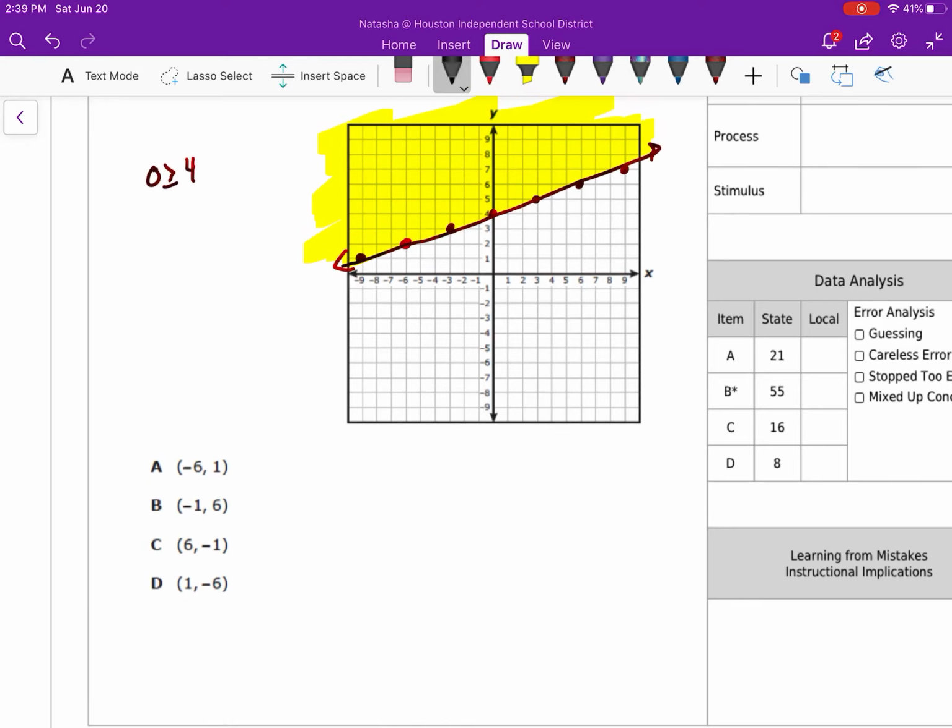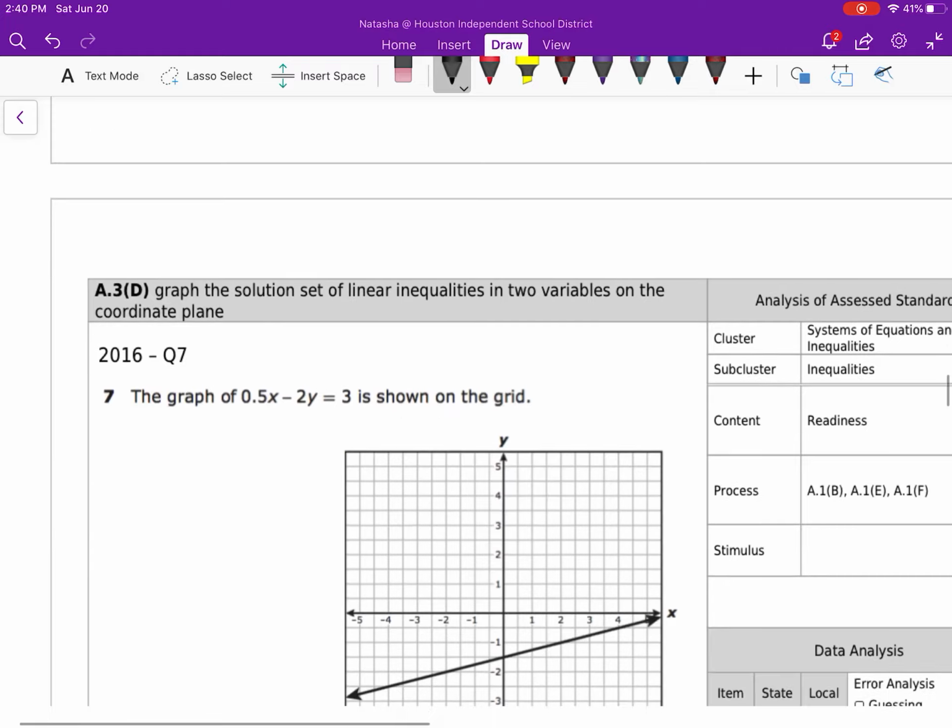All right, now let's check our points. We've got -6, 1, that's A. That's false. We've got -1, 6, that looks promising. That's B. We've got 6, -1, that's down here. That's C, that's definitely false. Then we've got 1, -6, that's D. So yes, our answer choice is B.